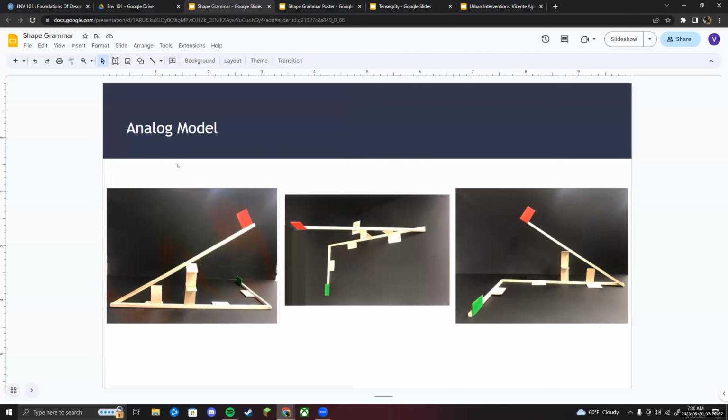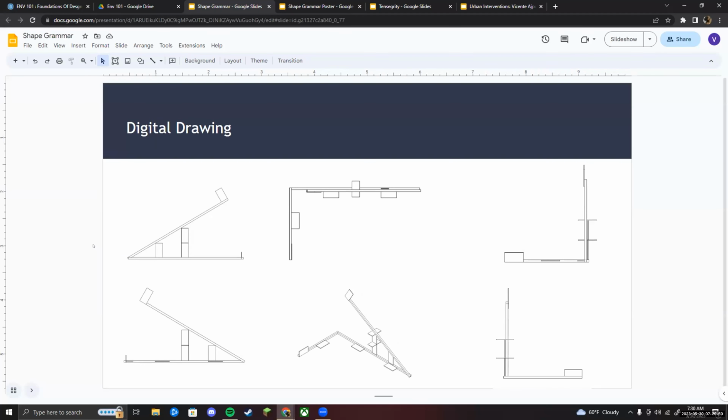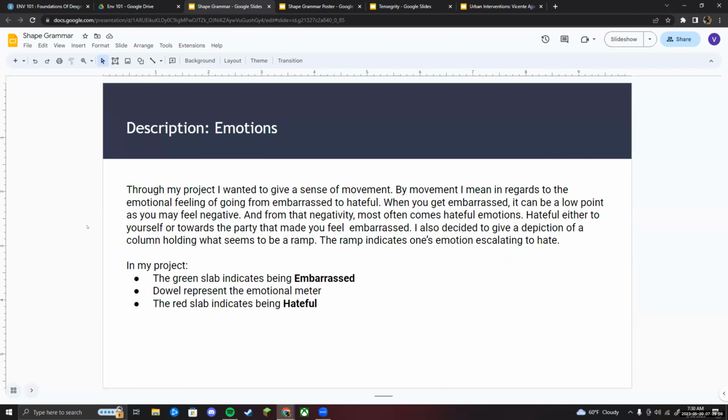So this right here is my analog model for the shape grammar project that we did. This right here is a digital model that I did in SketchUp. This is the digital drawings. The emotions that I picked for my model were embarrassment and hateful. So throughout my project, I just wanted to give a sense of movement.